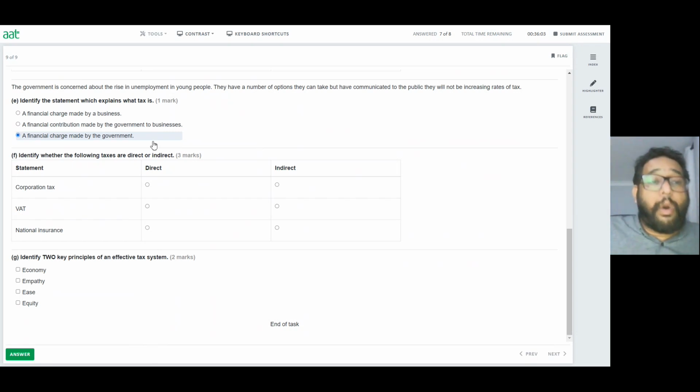So corporation tax is paid directly by the companies to HMRC. VAT, on the other hand, you are the end consumer, the end user. You buy the goods, you give the VAT to the people you're buying the goods from, and they in turn pay your VAT to HMRC. Therefore, this is an indirect tax.